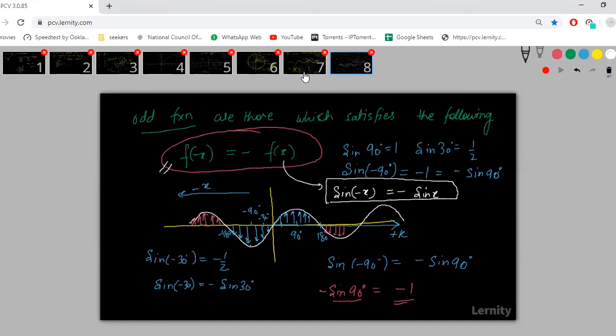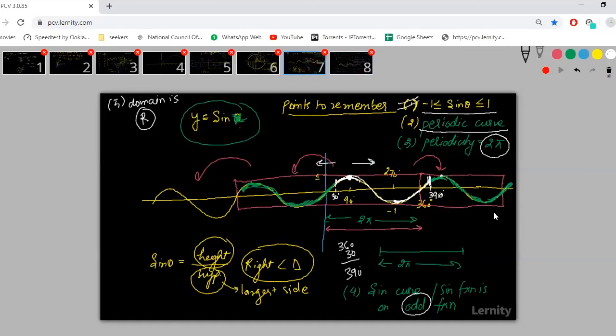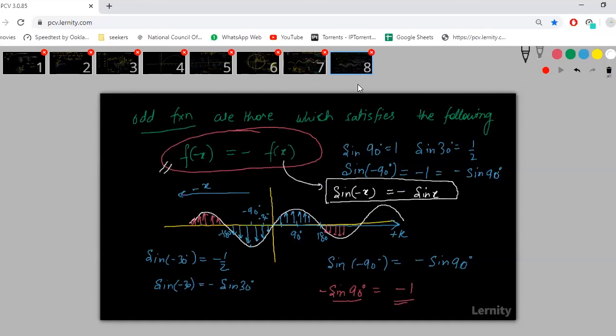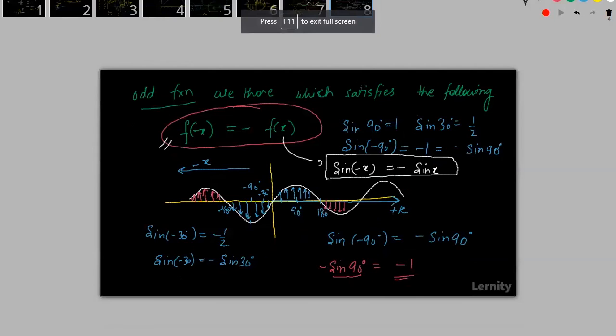Okay. And the last part is domain, which I have written here. Domain means any value of theta you can take. Understood? So these were the properties of the sine function.